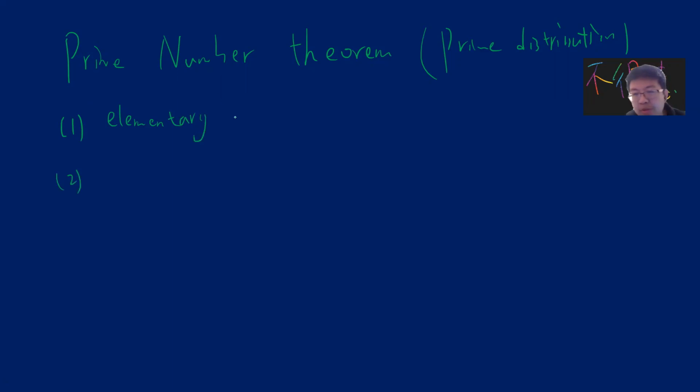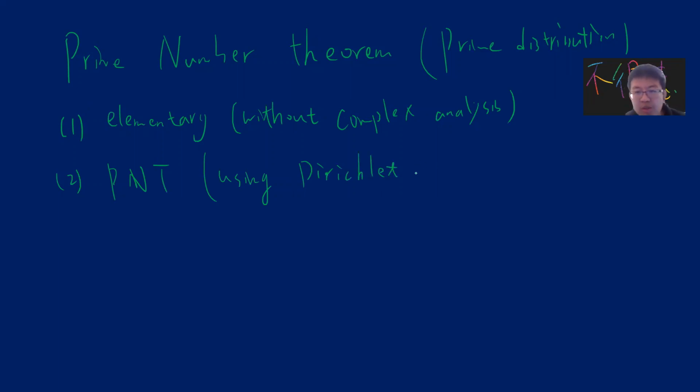Elementary means that I will not use the Dirichlet series or complex analysis. If you want to look at the derivation of the prime number theorem using complex analysis, then you can go to the second video. The second video is the standard prime number theorem using complex analysis, so basically using the Dirichlet series, Mellin transform, and Perron's formula. You might need some basic knowledge, so you can go to check my analytic number theory video list.